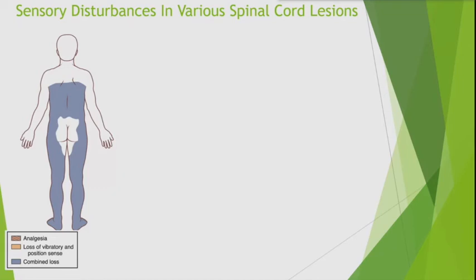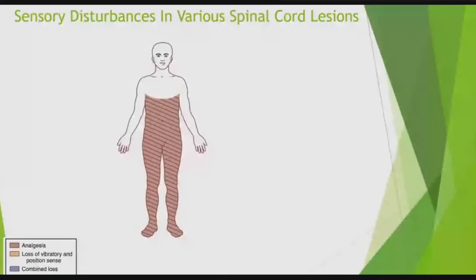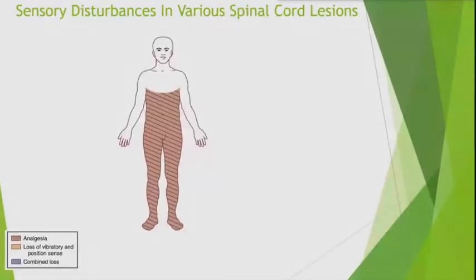So when you have a lesion affecting the central part, minimum involvement is seen over the sacral area, and that area may be spared to start with. So an advanced intramedullary lesion can have sacral sparing. And what is happening here?